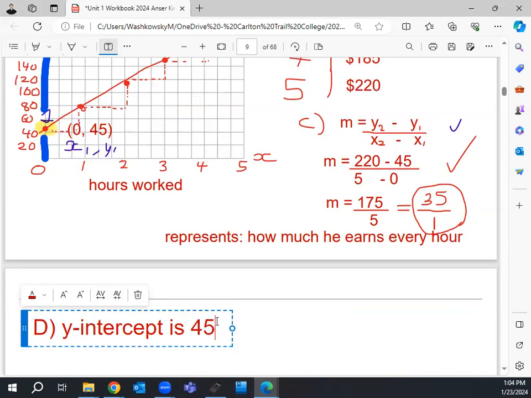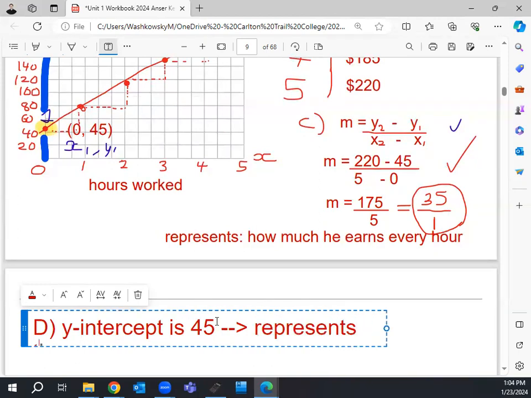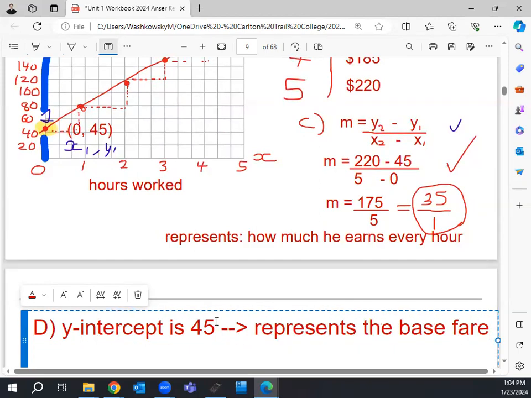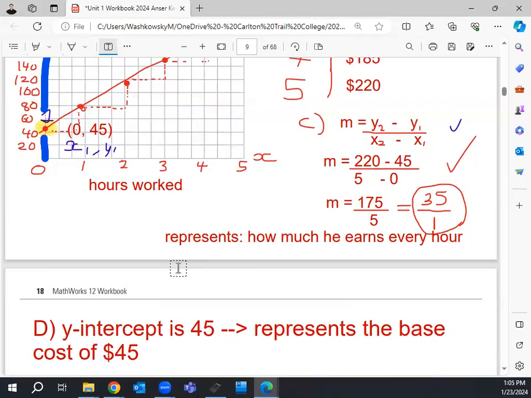So what does this represent? This represents the base fare, the base cost of $45, right? When you call this guy out, he's charging you $45. That is how a lot of skilled trade people work. When you're calling them out, it takes them time to get there. It takes them time to bring their tools in and figure out what the problem is. They're charging you whether they're working for a second or not.